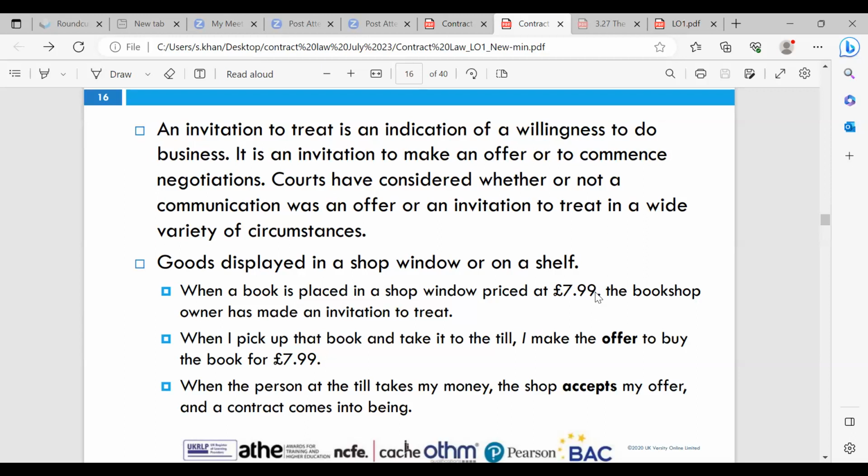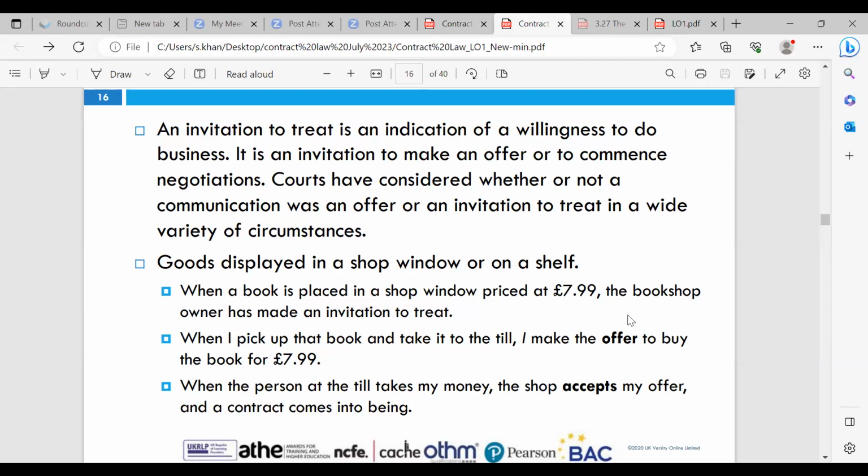Courts have considered whether or not a communication was an offer or invitation to treat in a wide variety of circumstances. And this is quite popular because this identifies if there's an offer or if there's an ITT, which is invitation to treat. So, goods displayed in a window or on a shelf. When a book is placed in a shop window priced at £7.99, the bookshop owner has made an invitation to treat because he is inviting everyone to purchase the book.